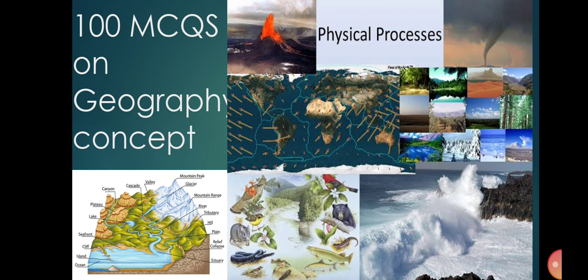Question number 94. Inversion of temperature in the troposphere occurs when the temperature, instead of decreasing, increases with height. This phenomenon is called temperature inversion. Inversion of temperature in the troposphere occurs when weather is stable and air is dry.